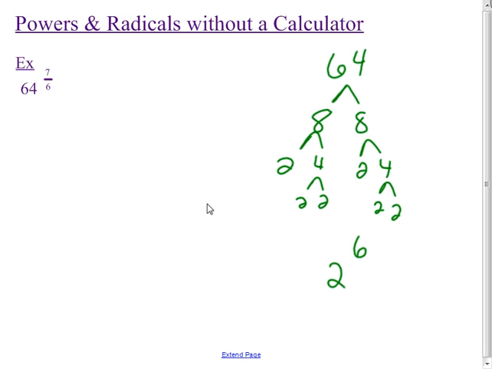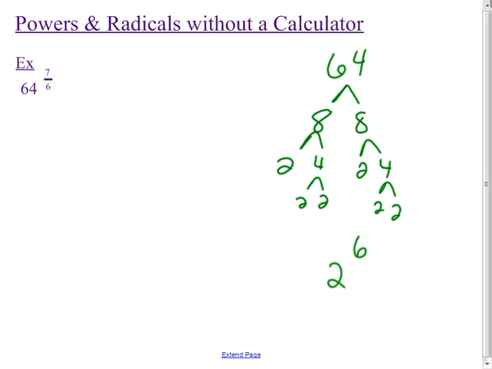Now you might be thinking, why in the world are we doing this? Well, let's take a look at what the problem states. It says 64 to the 7/6. Now keep in mind our exponent properties. There's a fractional exponent, which means the numerator is my exponent, the denominator is my root. So I don't want to do 64 times itself 7 times and then take the 6th root of it if I'm going to do this without a calculator. So to begin with, I'm going to break down 64 with its root. So I need to take 64 to the 6th root.